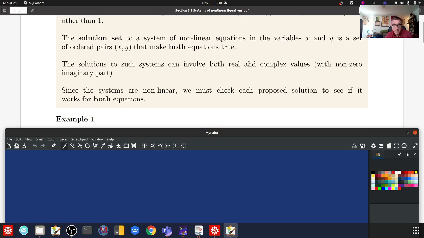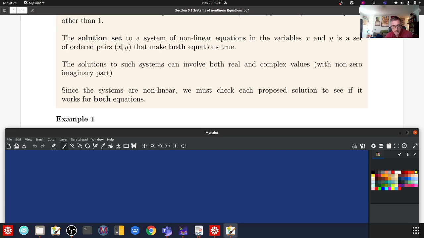A solution set, just like a solution set to any system, is a set of ordered pairs, and in this case there will usually be more than one, that make both equations true. So I'll have a solution as an ordered pair x and y. Our original equation system has two variables. When I plug in the value of x and the value of y, both equations have to be true.